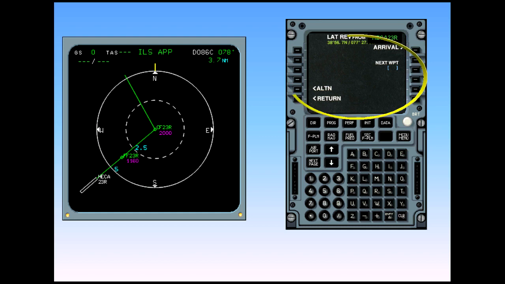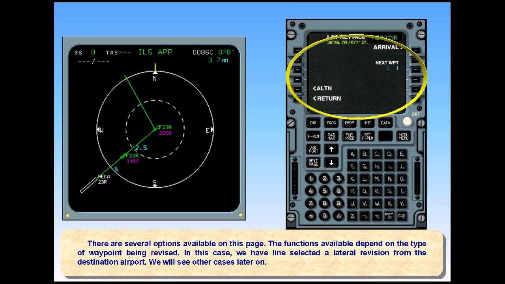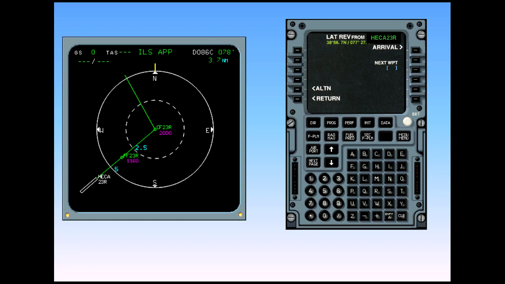There are several options available on this page. The functions available depend on the type of waypoint being revised. In this case, we have line selected a lateral revision from the destination airport. We will see other cases later on. Since we want to change the approach, we must use the function listed as Arrival. Pressing this key will take us to a page listing all the runways for the airport. Select the Arrival page.